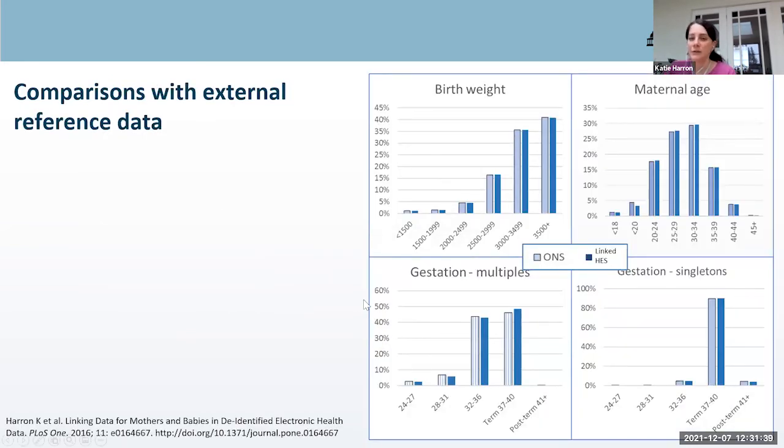Comparisons with external reference data. One of the things that we did with our mother-baby linkage was look at how the characteristics of the linked cohort, in the dark blue here, matched those of national birth statistics from the ONS. And this showed that we were less likely to link some of the more extreme gestational ages and lower birth weights, and also some of the records from younger mothers. So although we managed to link the vast majority of our records, the ones that we had missed were more likely to be these more vulnerable or harder to reach groups.